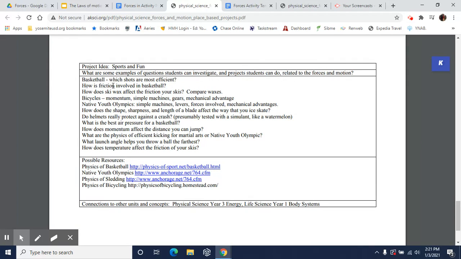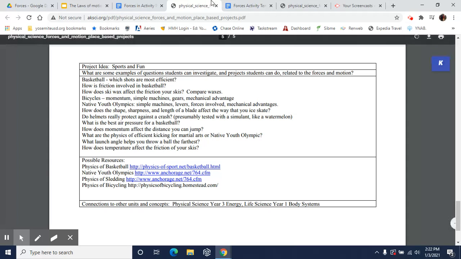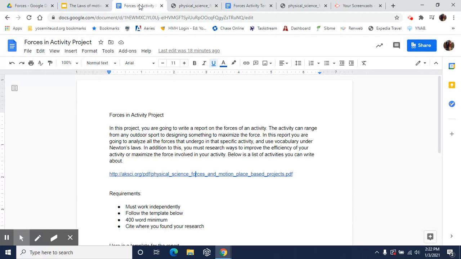How is friction involved in basketball? How does ski wax affect the friction of your skis? Compare waxes. You could also do some research on what is the best type of run. Is it better to do longer strides when running or shorter strides when running? So those are a couple of things that I want you guys to do a little bit of research on, and write a report on it. And that is pretty much your unit assignment.